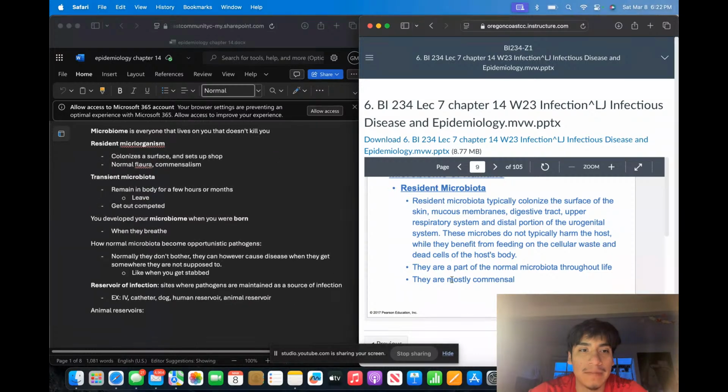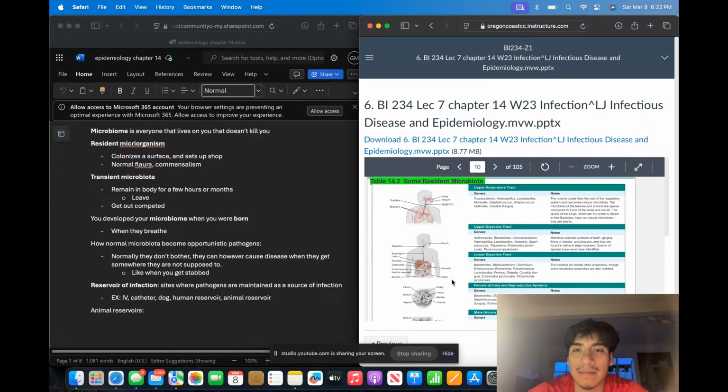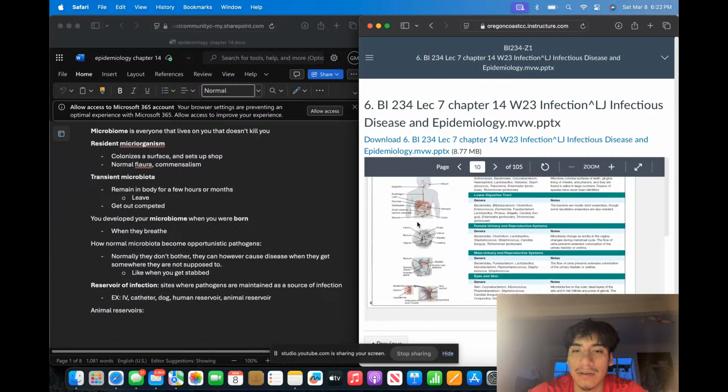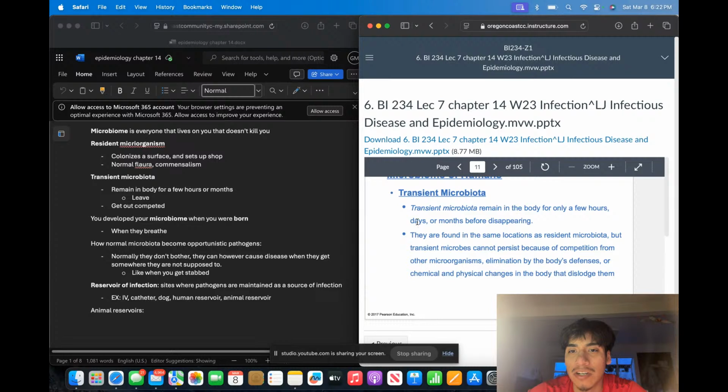In my notes, we have the same thing, and this is just overall where they live: basically the whole body and every surface. Now we go into transient microbiota. Transient microbiota remain in the body for only a few hours, days, or months before disappearing. This is because they get outcompeted by other microorganisms, eliminated by body defenses, or dislodged by physical changes in the body. Basically, transient microbiota is the name given to microbiota that get outcompeted and don't stay long term.